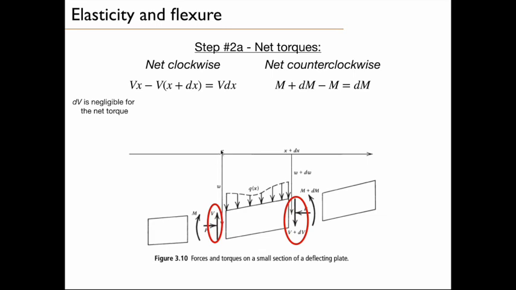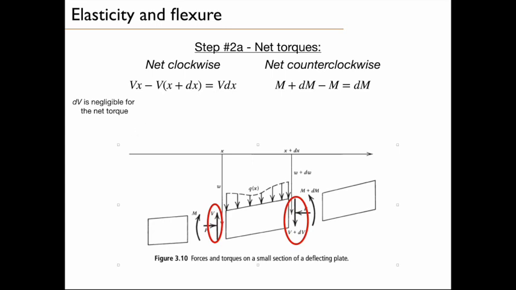So that's a torque, and the net torque will be the difference with the product of V times x plus delta x. So here we assume that dV is negligible for the net torque. So Vx minus V times x plus dx is simply V dx.